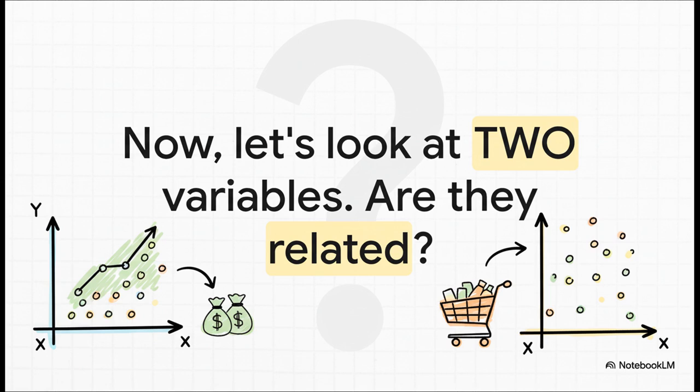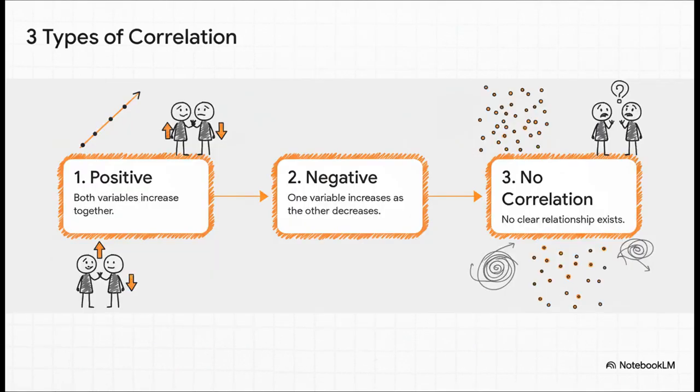Is there a connection? For example, as our advertising spending goes up, do sales also go up? A scatter plot is the perfect way to visualize that. When we plot these two variables against each other, we're looking for a pattern, and we call that pattern correlation. Generally, we're going to see one of three types of relationships pop up.